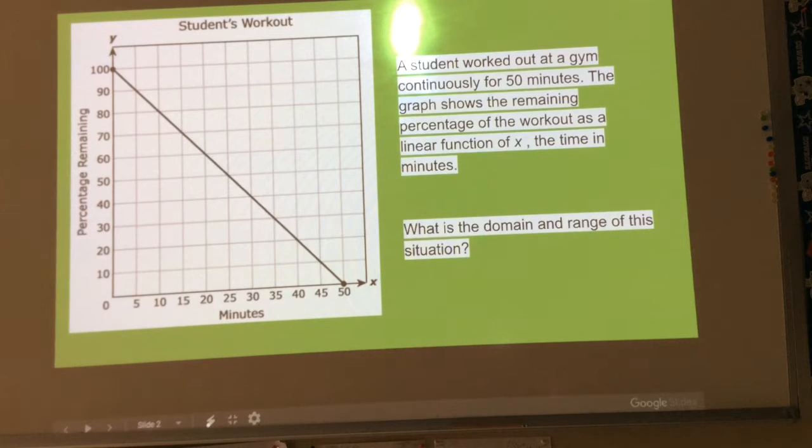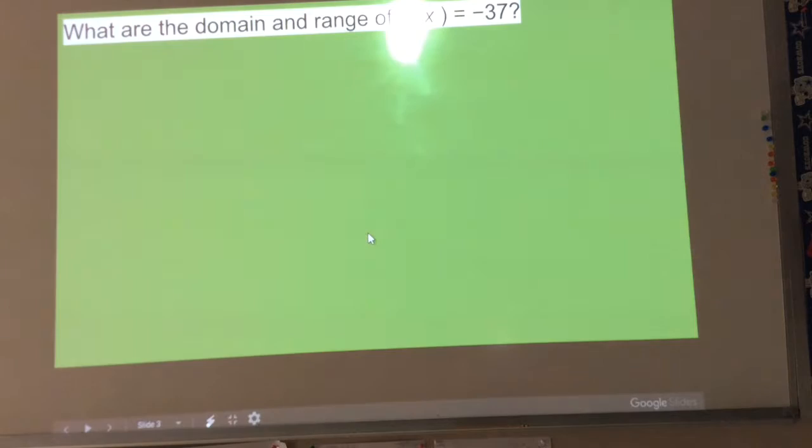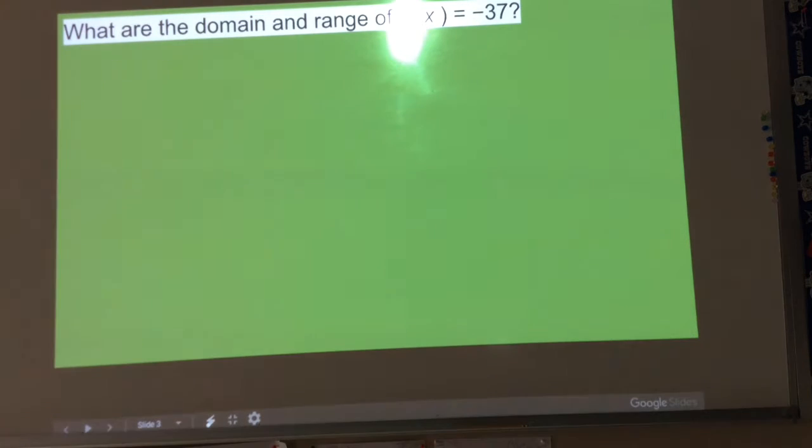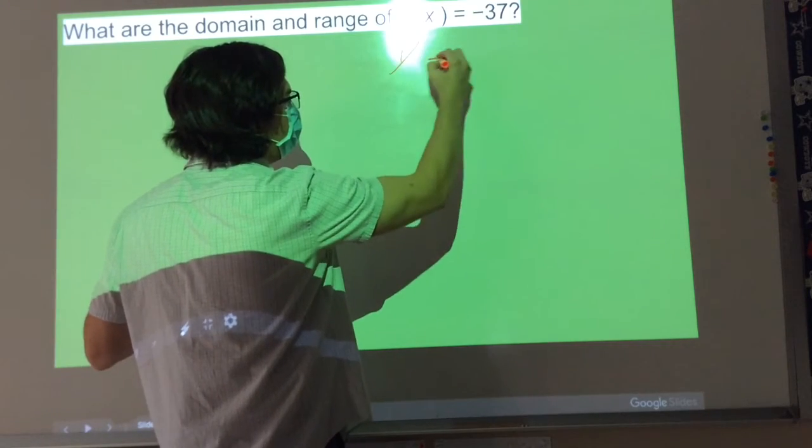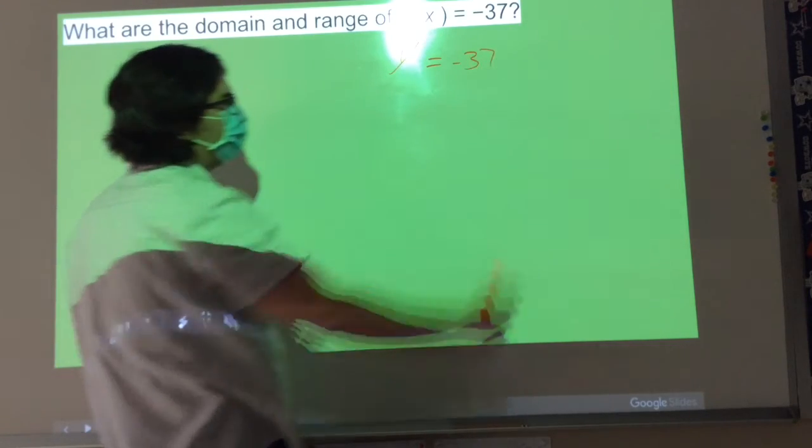Okay, number 2 says, what are the domain and range of this particular situation? Now, this says f of x equals negative 37. What do we know that f of x is? The function of x, right? And I told you another description of f of x is what? Y, right? So do we agree that this is also just saying y equals negative 37?